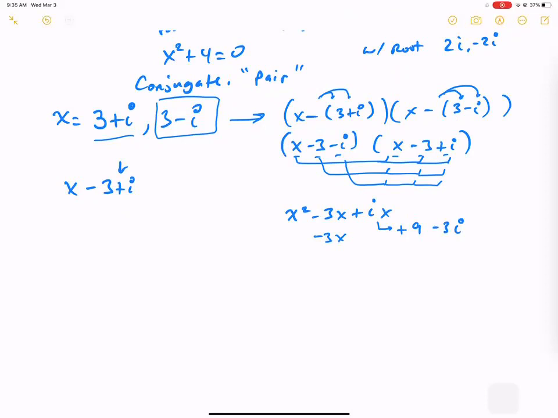Now it's negative i's turn. Negative i times x is negative ix. But take a look here, we have negative ix, so we're combining those like terms. Negative i times negative 3 is positive 3i. Everyone take a look. Oh my gosh, these pairs are going to cancel out. The last one, negative i times i is negative i squared.